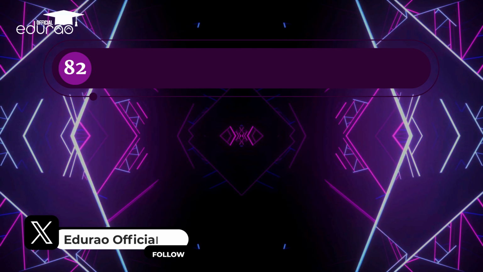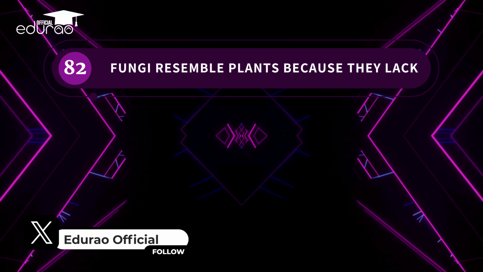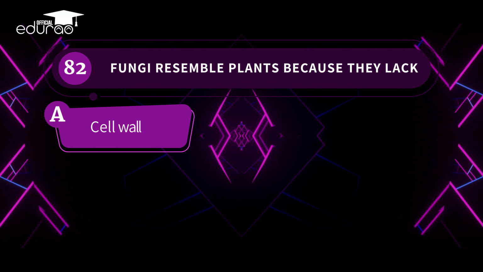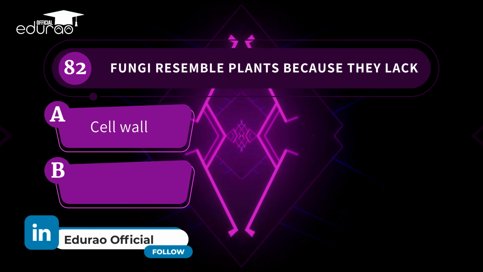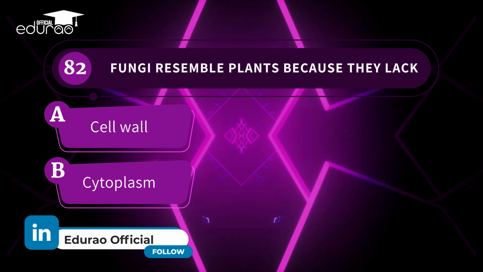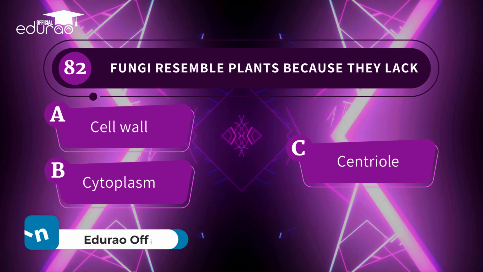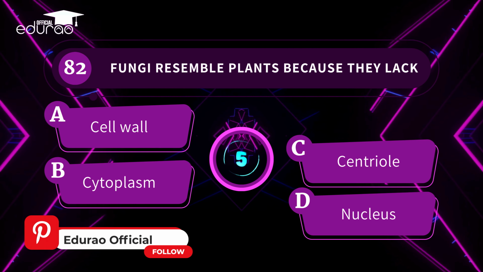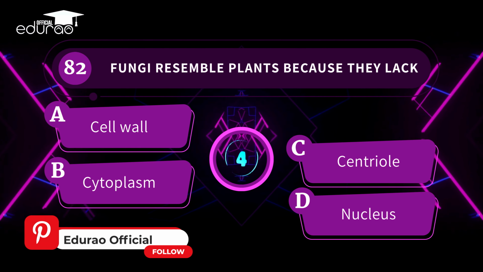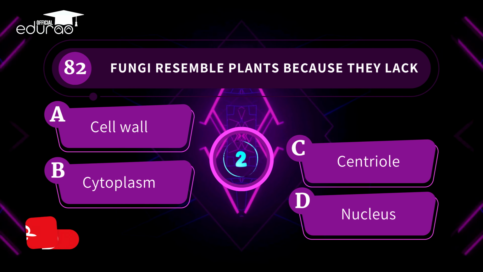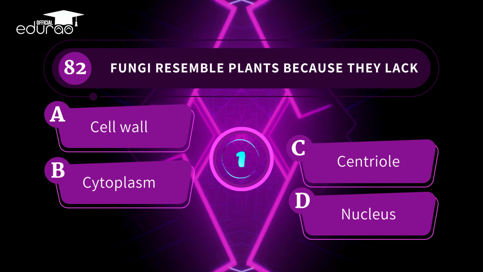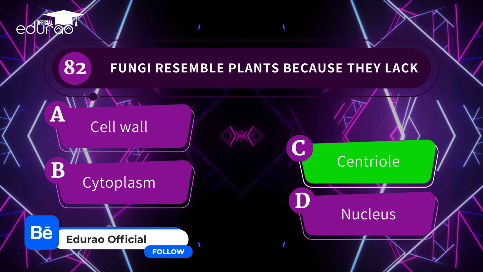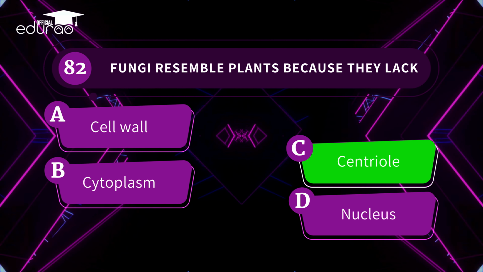Question 82. Fungi resemble plants because they lack A. Cell wall. B. Cytoplasm. C. Centriole. D. Nucleus. You've got it exactly right. Correct answer is centriole.